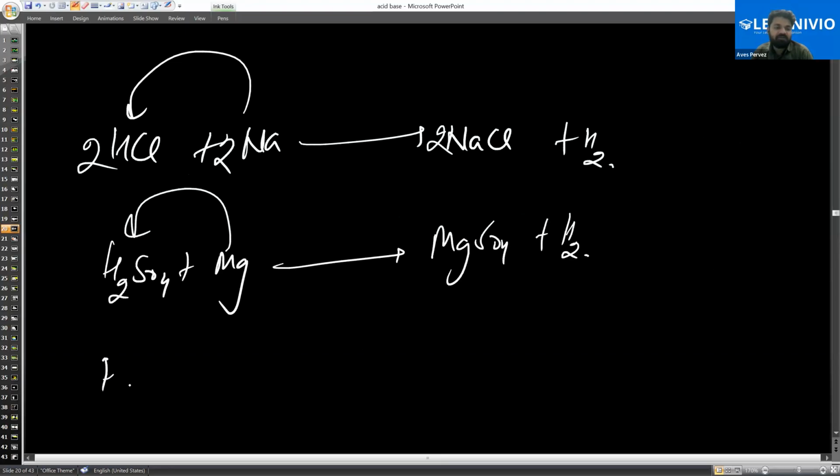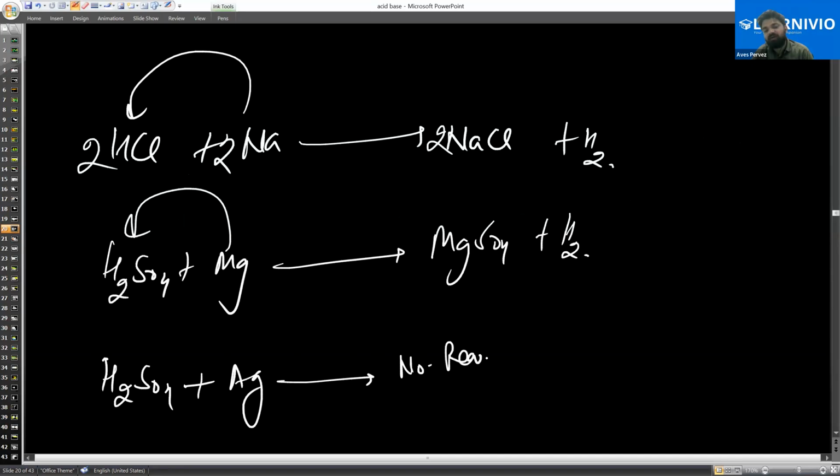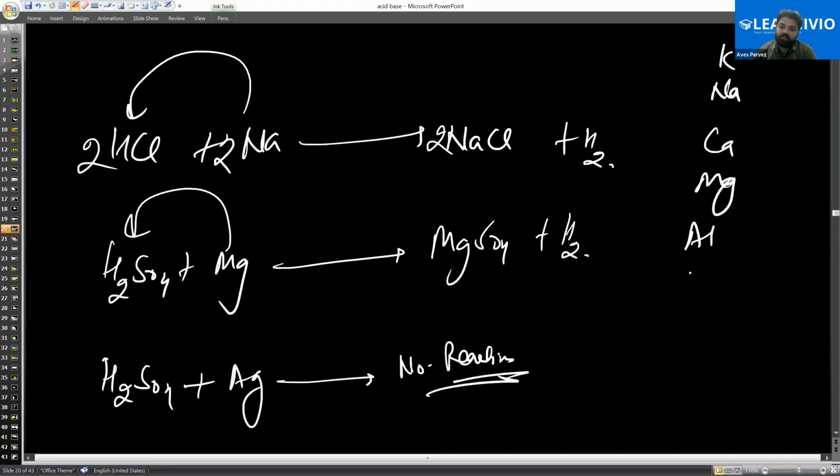But if you take H2SO4 and react it with silver, no reaction will take place. Why? Can you tell me? Because this is the reactivity series: potassium, sodium, calcium, magnesium, aluminium, zinc, iron, tin, lead, hydrogen. Below hydrogen, we have copper, silver, gold, platinum.